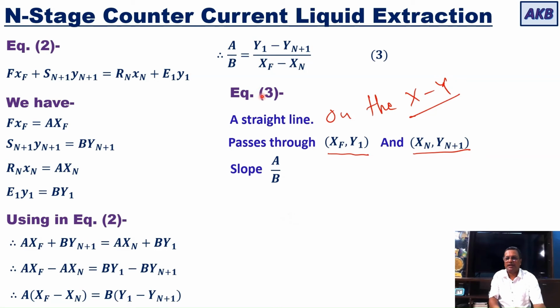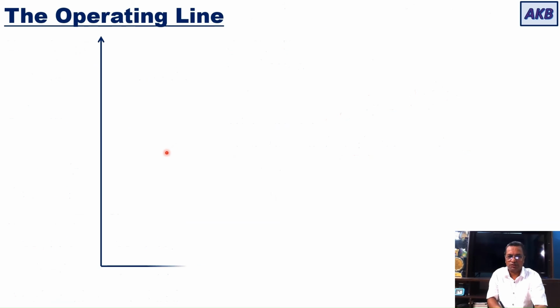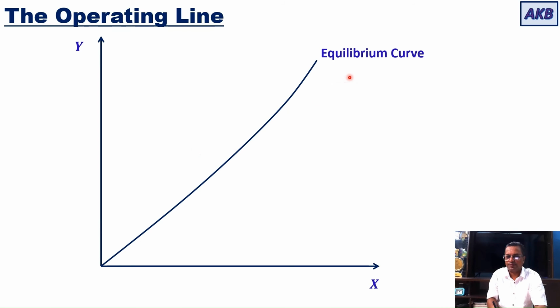So, this line, the operating line for the countercurrent liquid extraction, will be having a positive slope. Now, we will understand this when we plot the operating line on the XY data. So, now let us plot the operating line. For that we will be using the equilibrium diagram where capital Y is plotted on the y-axis, and capital X is plotted on the x-axis. So, when you plot the equilibrium values, you will be getting the equilibrium curve.